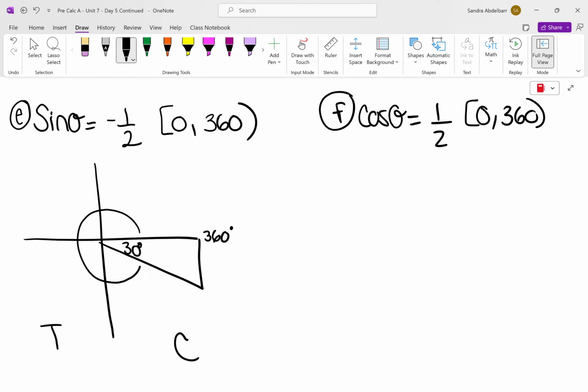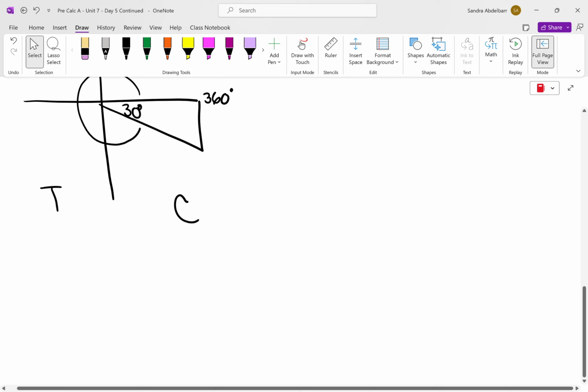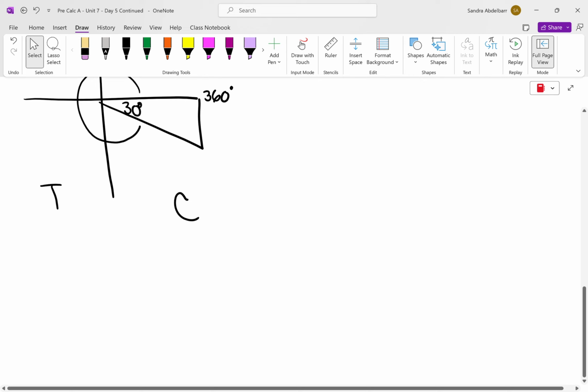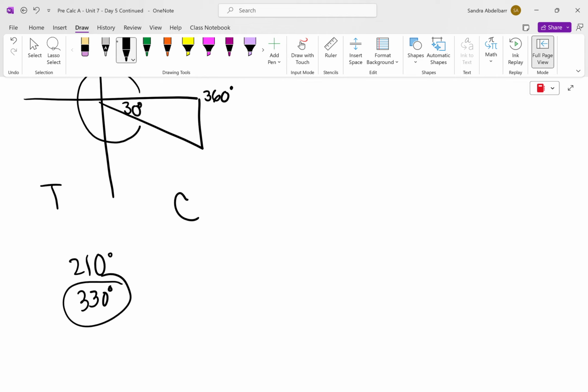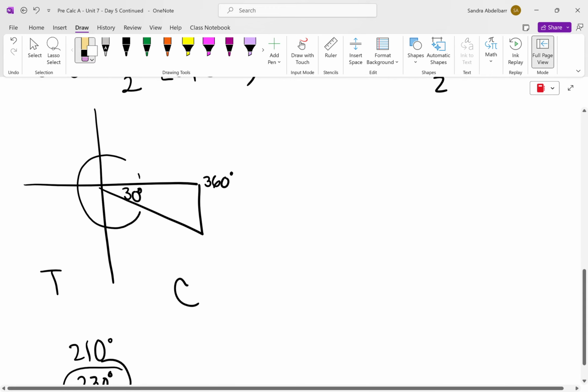Is 210 not an answer for this? 210 is not an answer. How would you get to, oh, no. For E? Yeah, no, it was 2 answers. It was 210 and 330, but Kate only wanted me to do the 330 one. How do you get 210? How did we get the 210?